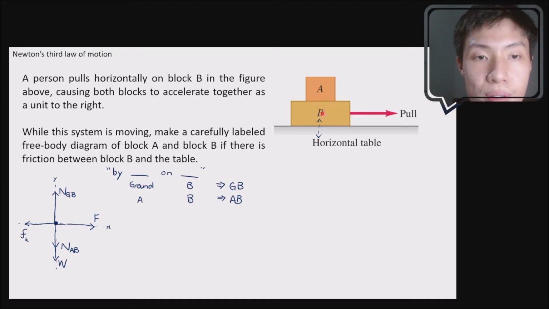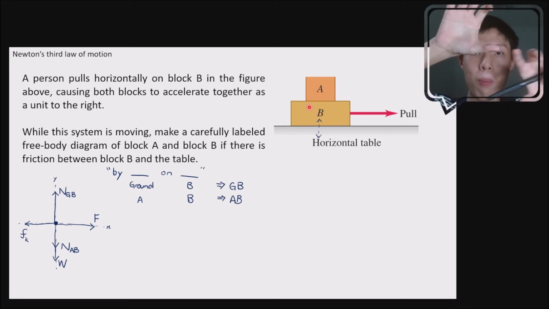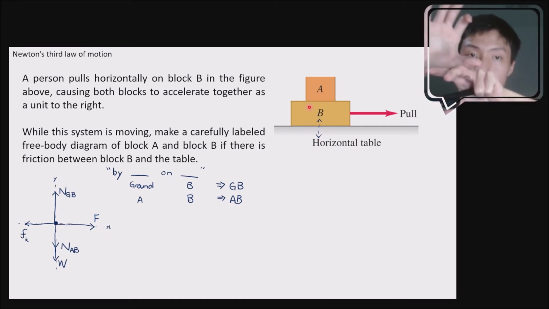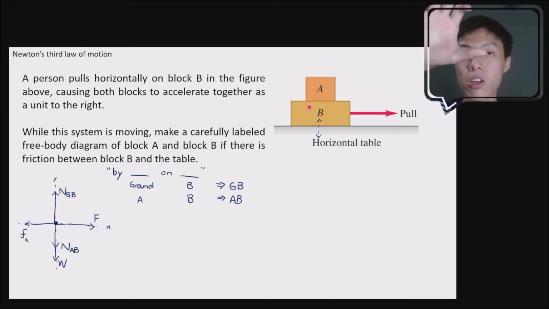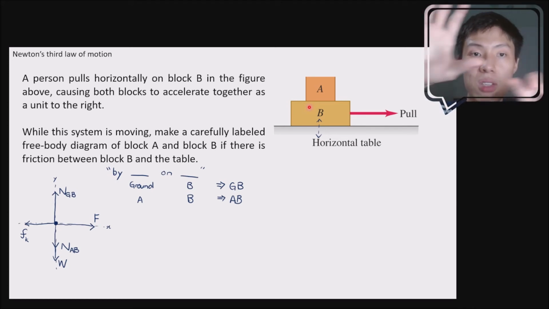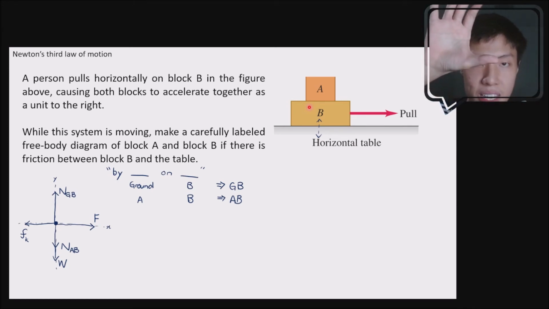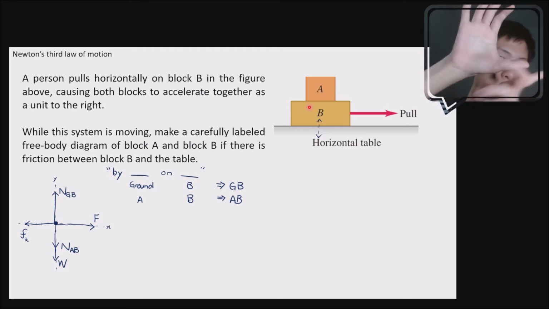Well, if the surface is smooth, then block B will be sliding while block A will remain at the same place, right? Because you just slide off like this. It's because of friction that A follows B. But if we imagine the situation where there's no friction, then B will be sliding under A. So the sliding motion is to the right.